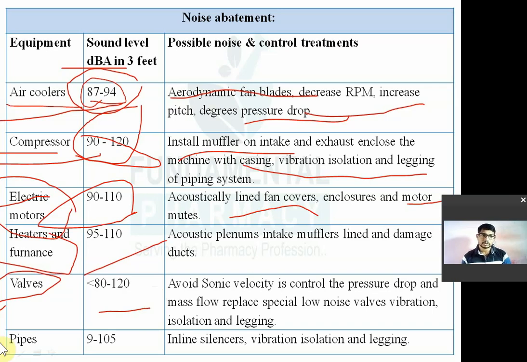Then in the case of pipes also, 90 to 105 decibel sound is produced. So you can introduce inline silencers to decrease that noise. You can use vibration isolation and lagging. आपको इतना ही याद होना चाहिए कि यार चलो ये इंस्ट्रूमेंट होते हैं, ये नॉइज प्रोड्यूस करते हैं: एयर कूलर, compressor, electric motors, heaters, valves and pipes.